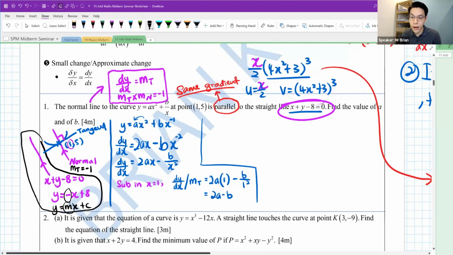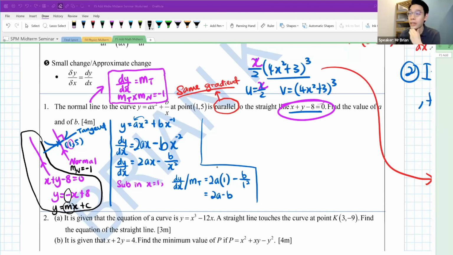Right or not? The gradient of this line is -1. From y equals mx plus c, because it's just a straight line, the gradient of the normal is also parallel, so the same gradient. Sorry guys, mn, my bad. If I make a mistake, you tell me. Okay, mn is -1.